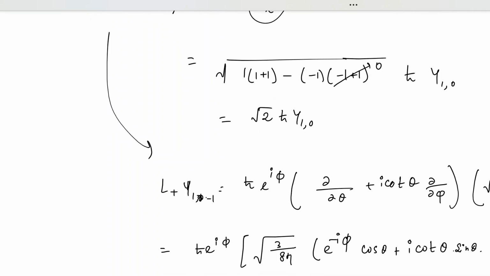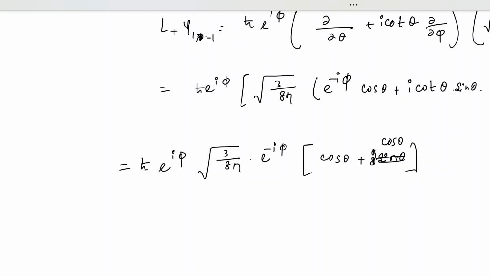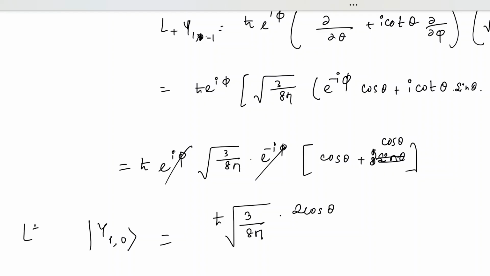So this is cos theta plus cot theta is cos by sine. So this is I sine theta, and this is I squared, minus I squared in fact. So this is minus I squared is plus 1. So this is sine theta. Yeah, this is cos theta again, because cot theta is cos by sine. So what you get is this and this cancelling out. So you have h cut root over 3 by 8 pi into 2 cos theta. So Y10, which is basically your L plus acting on Y1 minus 1.